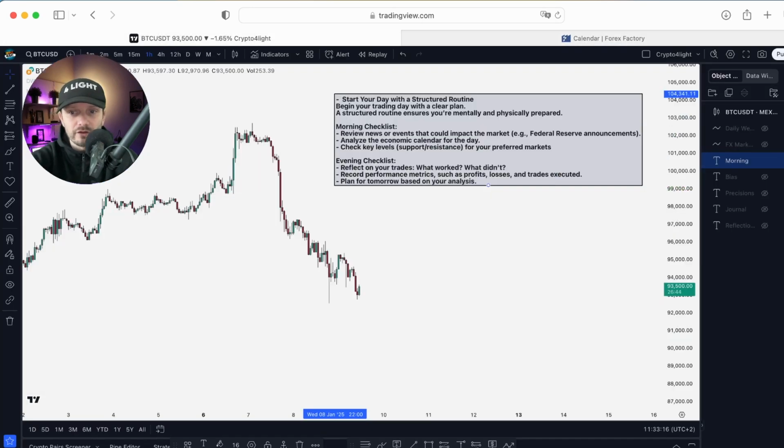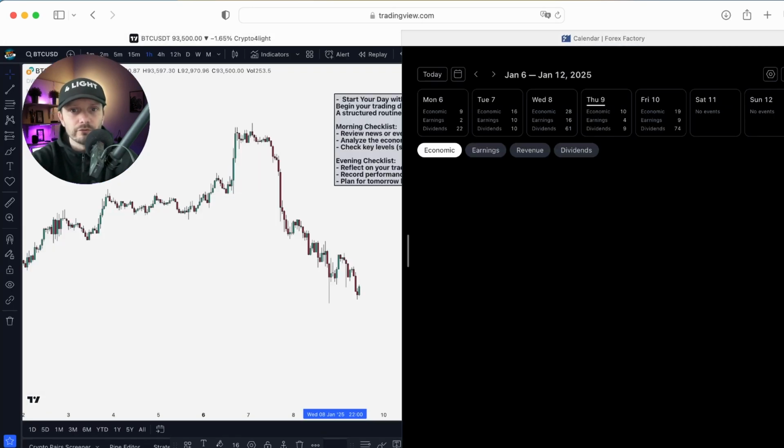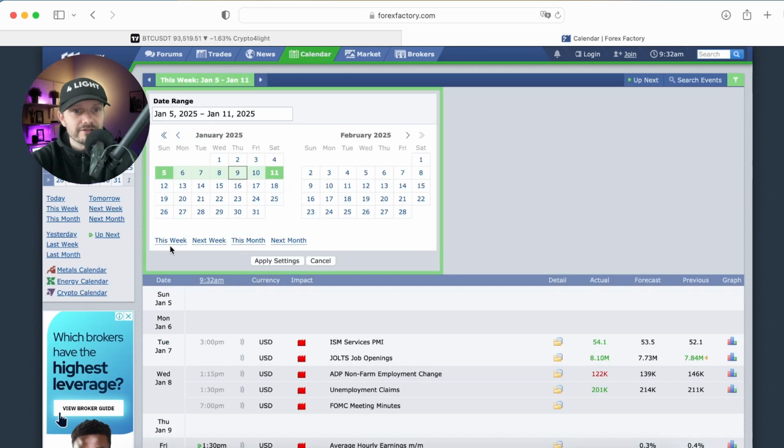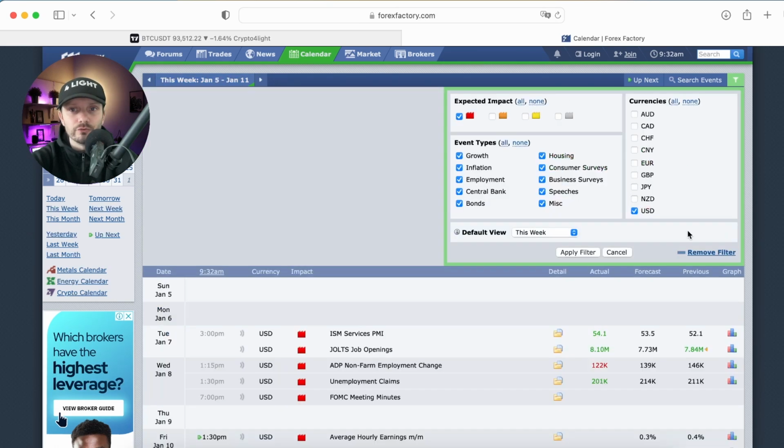The calendar is also available here on TradingView with filters. So what I want to see, I choose the days, for example, this week. Choose, apply settings. Then I go to the filter and I mark the currencies. I usually just use the USD, sometimes the euro. Then I mark the important or not important news which can affect the market. I never use this one because it's not important and it's just noise, personally for me.